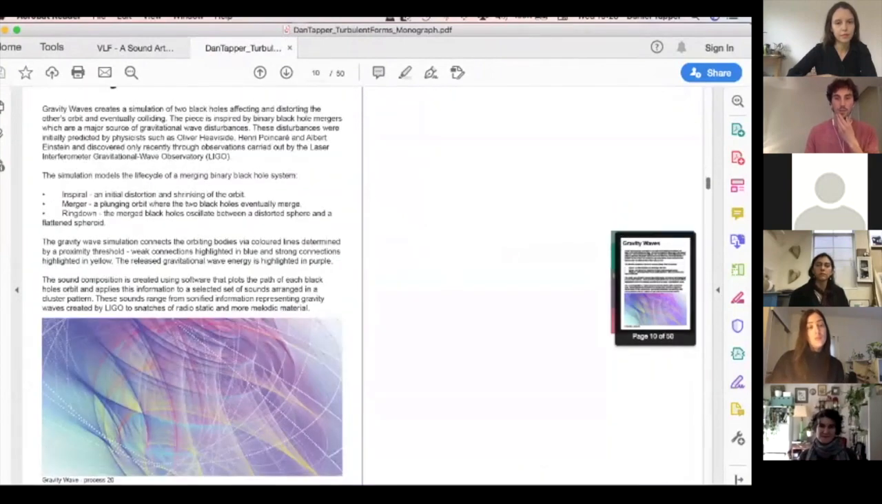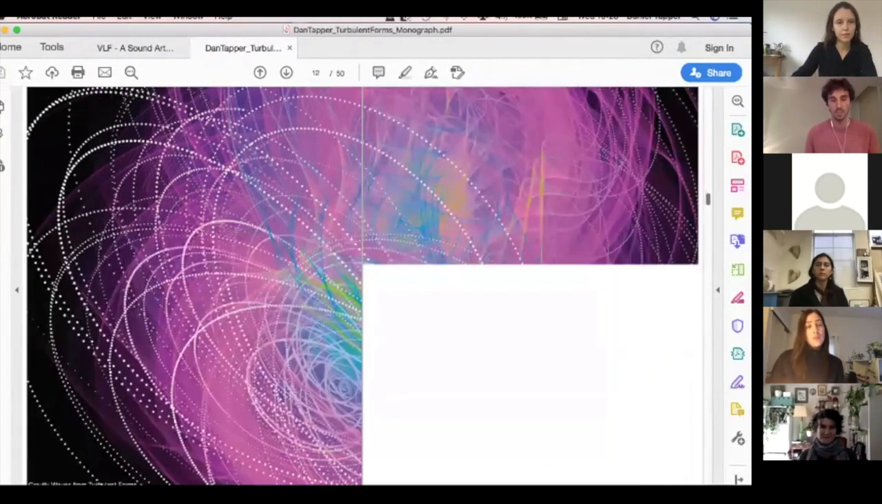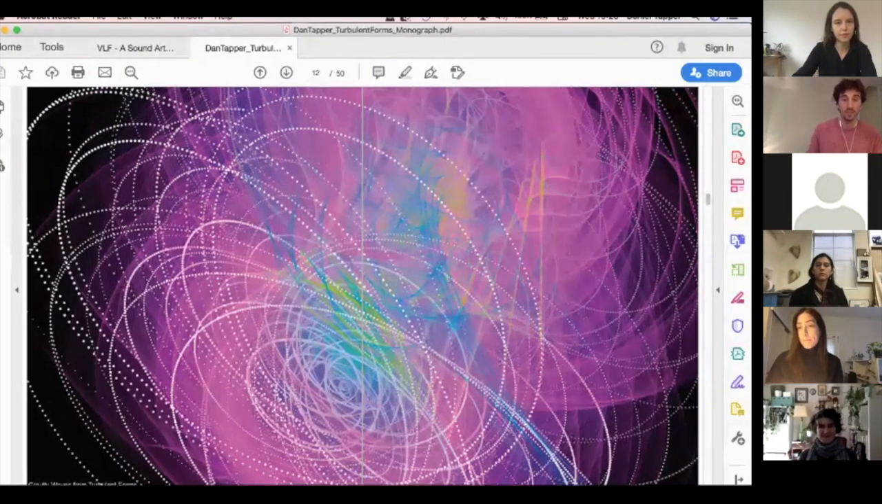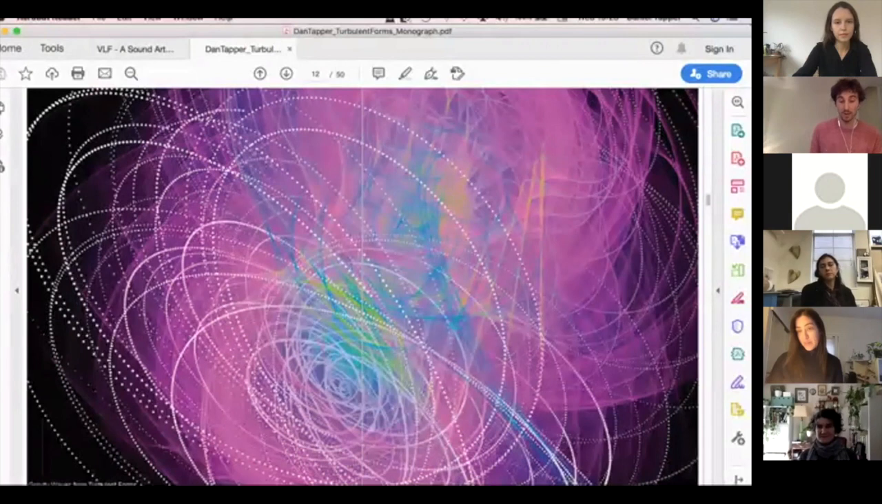which is not coming through very well, but some of the data sets I was working with were gravitational waves. I was working with the cosmic microwave background, and I was also working with sunspots.